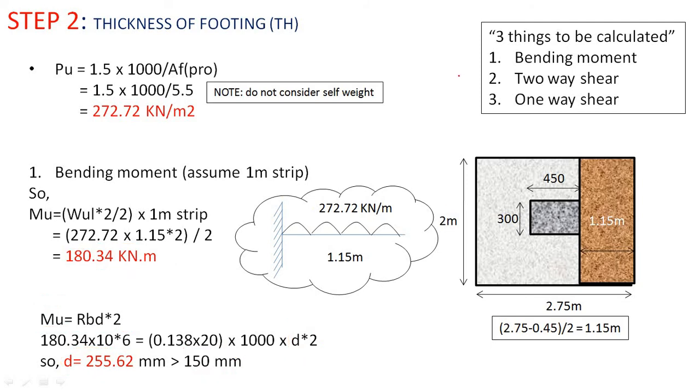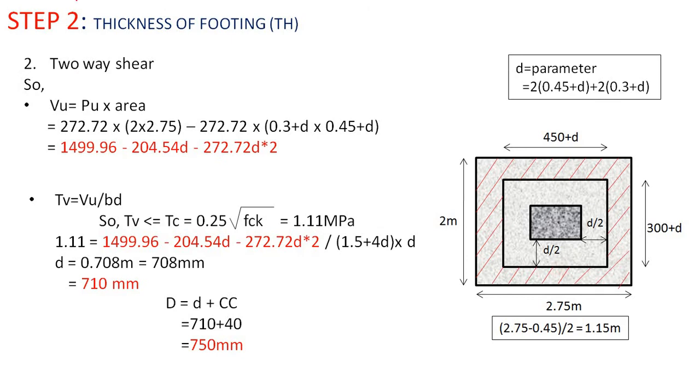So second we will find with the two-way shear. So let us move to this two-way shear. So for two-way shear, first you can see this figure. The two-way shear will act at a distance of d by 2 from the face of the column.